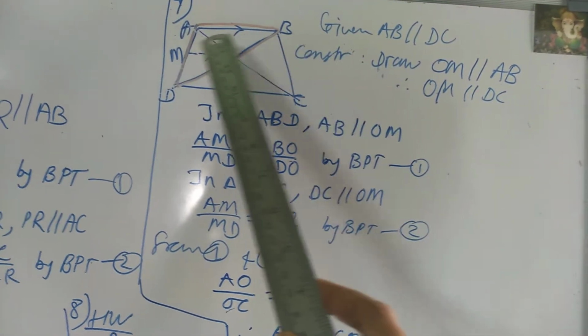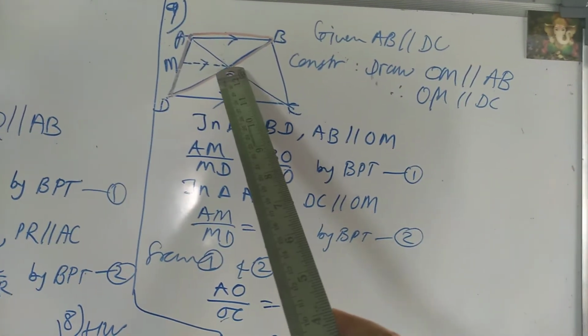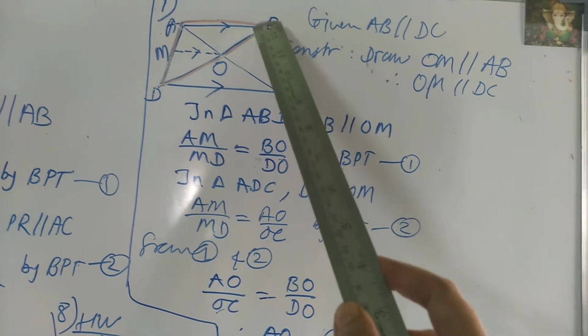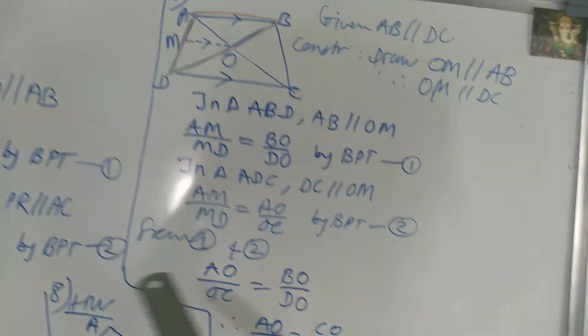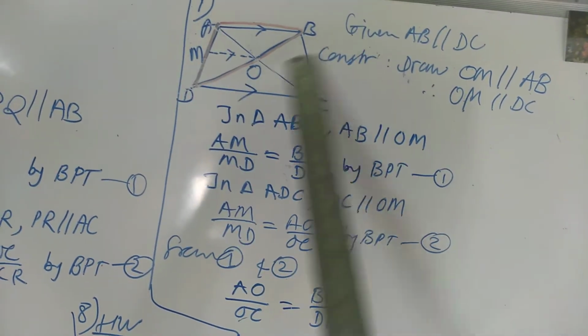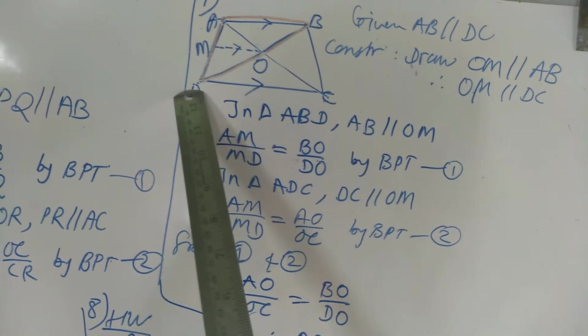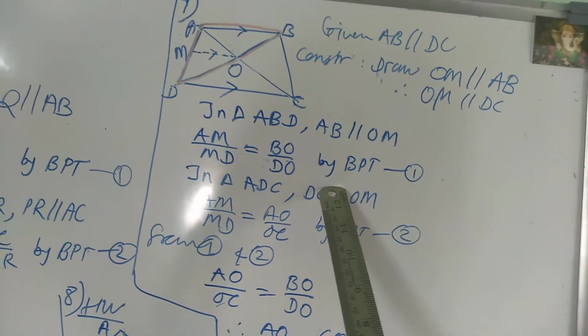Into any one of the lines you can draw the parallel. This we have drawn parallel to this. Already this is parallel to this. It means this line will be parallel to both the lines. Now we have considered this triangle ABD. In triangle ABD, OM is parallel to DC. So by BPT you are going to get this ratio.